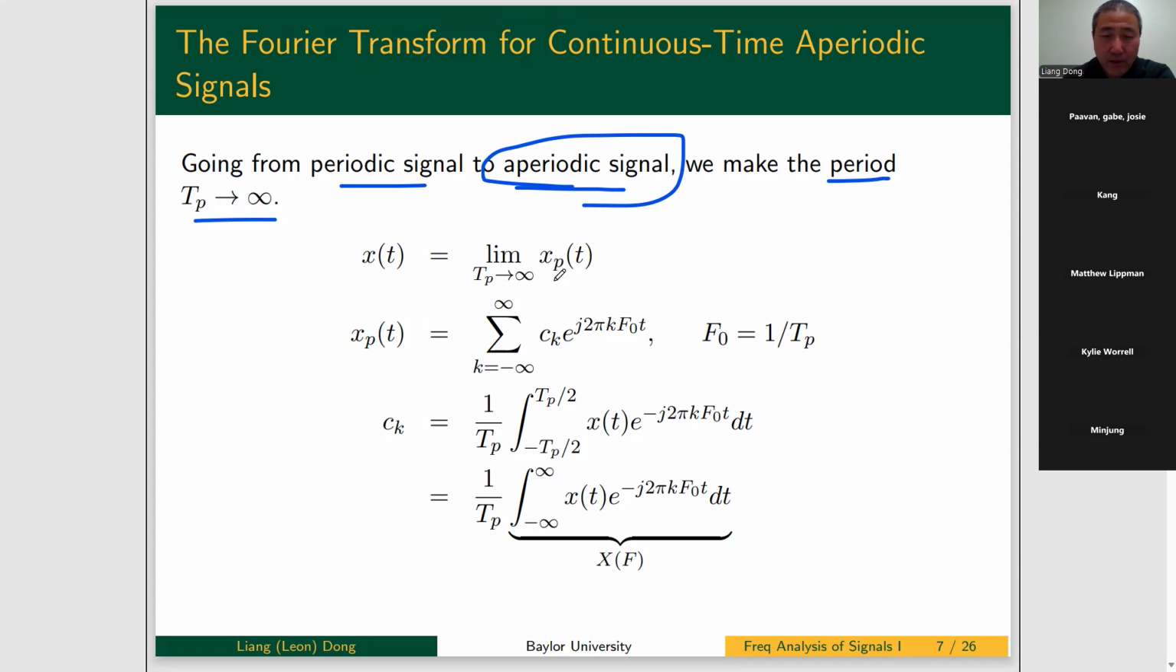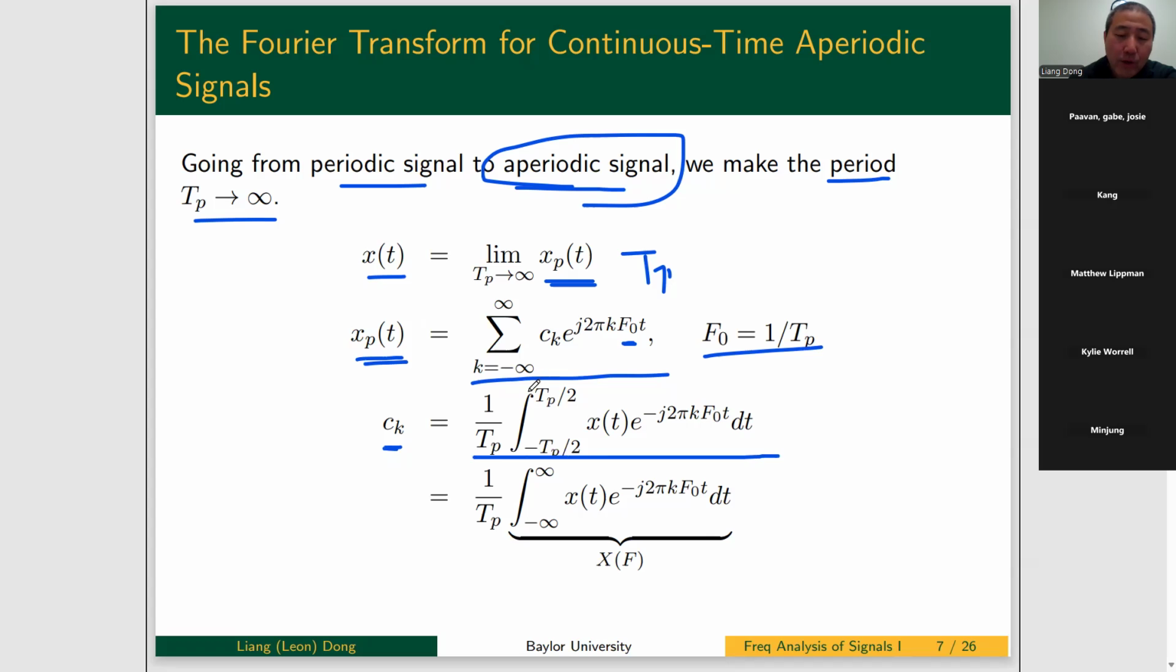For example, let's try it. We have a periodic signal called X sub p, again, with a period of T sub p. I'm going to take the limit as T sub p approaches infinity. That will be my aperiodic signal. X sub p is a periodic signal, so I can use the Fourier series expansion like this, as in the previous slides. I have a fundamental frequency F naught equal to 1 over T sub p. I also have my coefficient C sub k, which can be calculated like this.